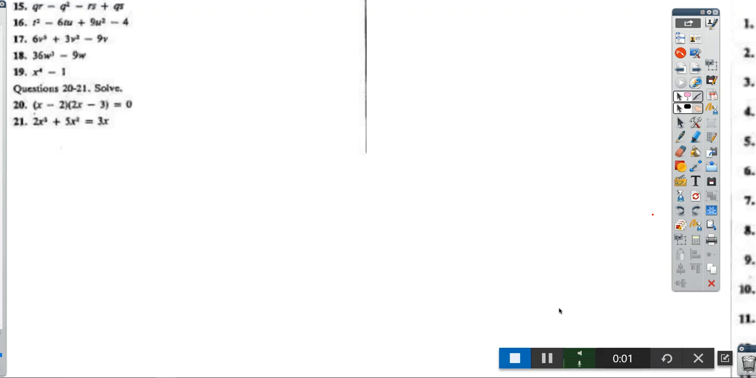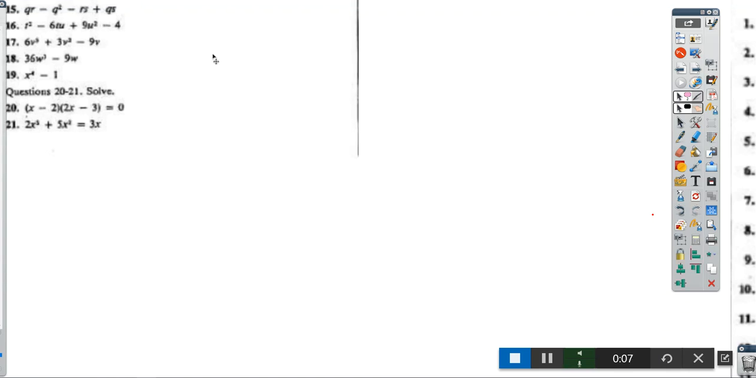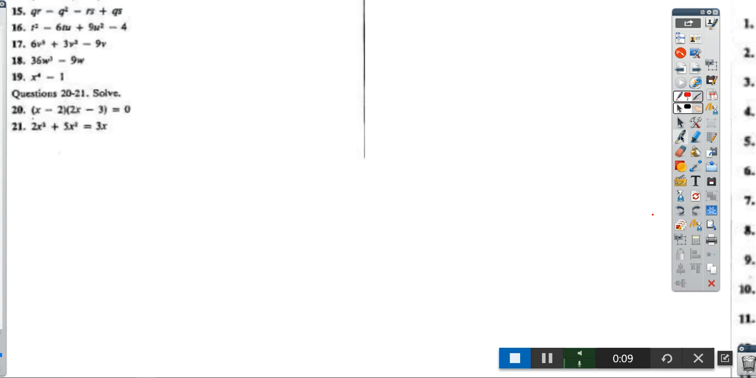All right, the last 7 problems on the first page. Here we go. So we have QR minus Q squared minus RS plus QS. To factor this, I look for a greatest common monomial, but there's nothing. I have 4 terms. The only way I can really deal with this is by grouping.